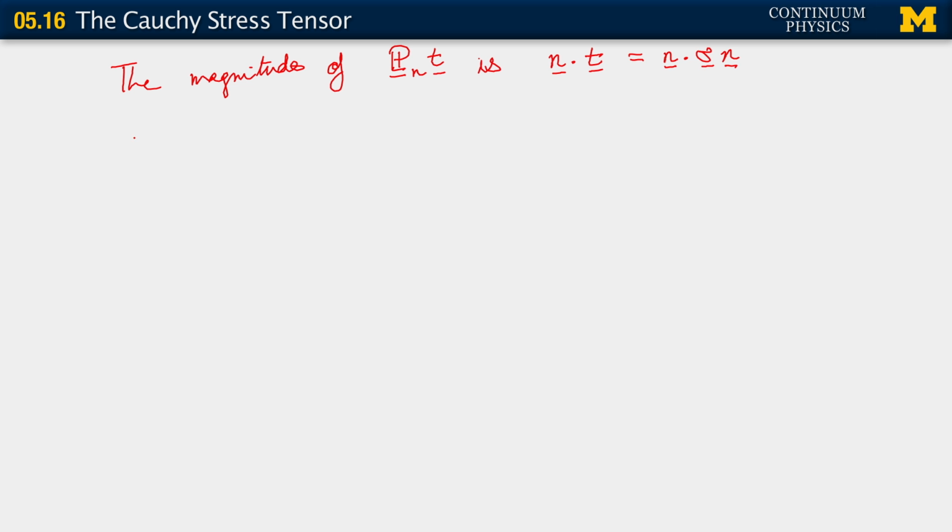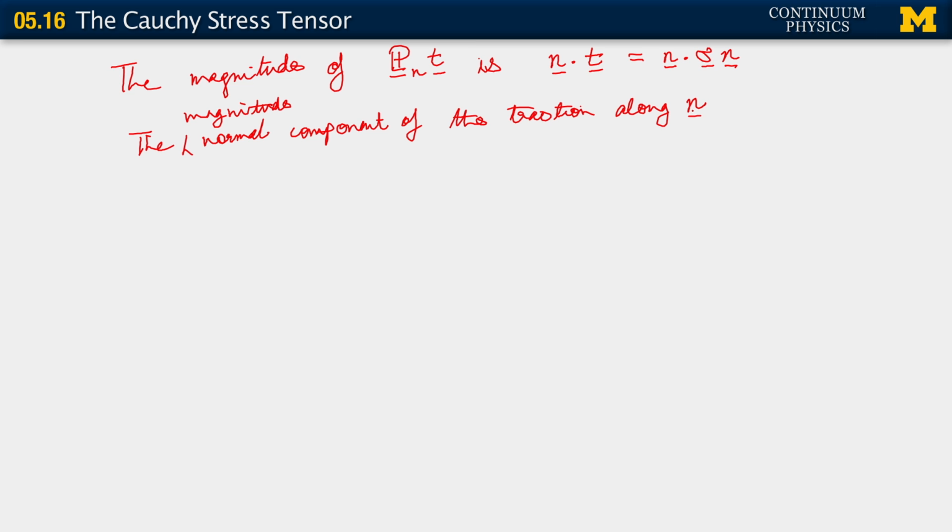All right. So let me say that this is the magnitude of the normal component of the traction along n. Now, this is also often referred to as the normal stress along n. For obvious reasons, it's also called the normal stress along n.